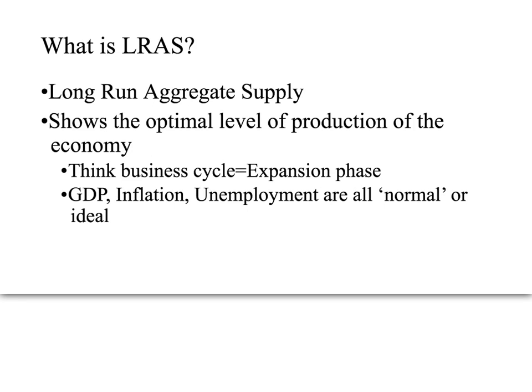Long-run aggregate supply. First off, what is long-run aggregate supply? It is a graphical representation that shows the optimal level of production for the economy. So when you see the long-run aggregate supply, you want to think of it as indicating the expansion phase in the business cycle, where GDP, inflation, and unemployment are all normal or ideal. And that's where the level of production is at long-run aggregate supply.